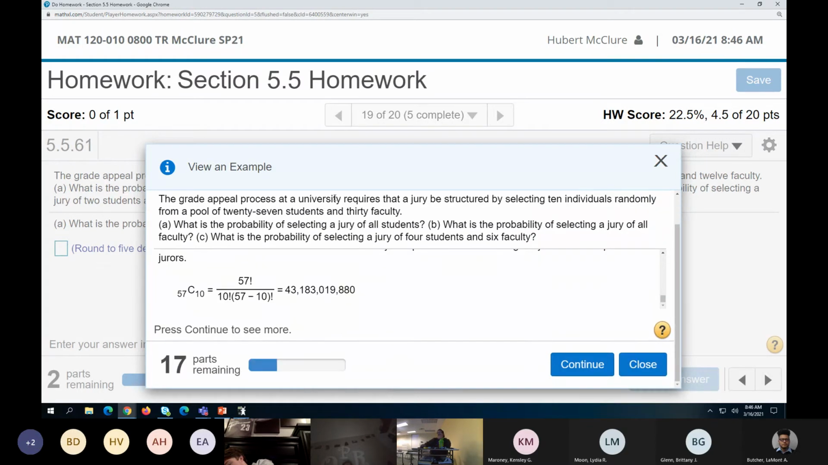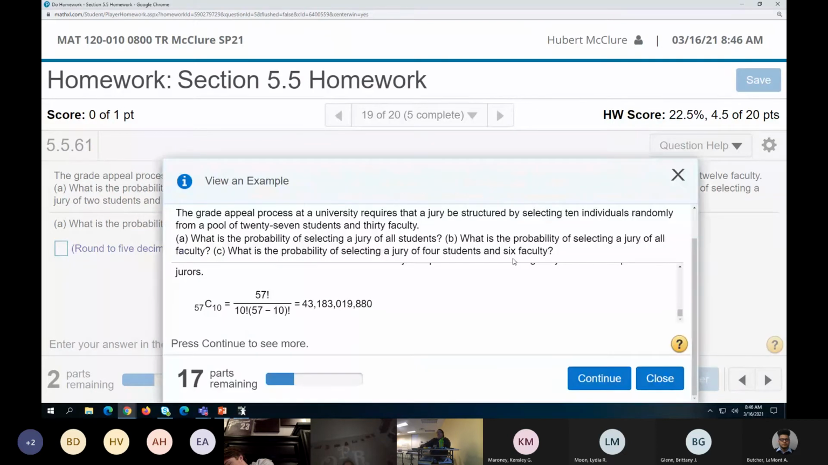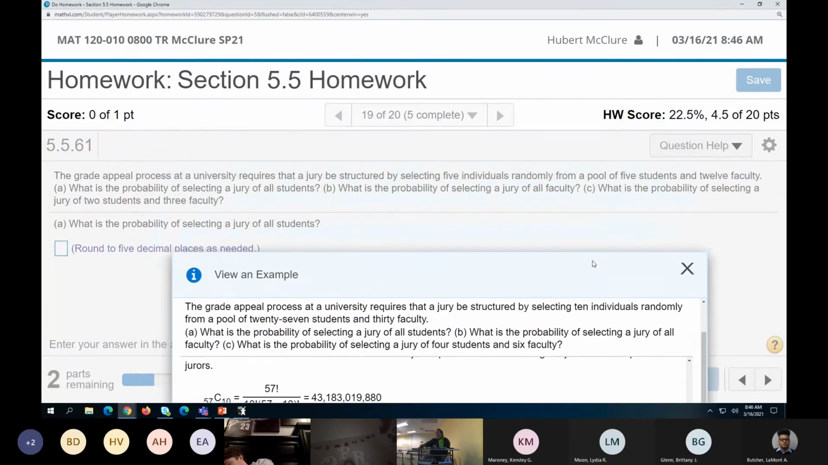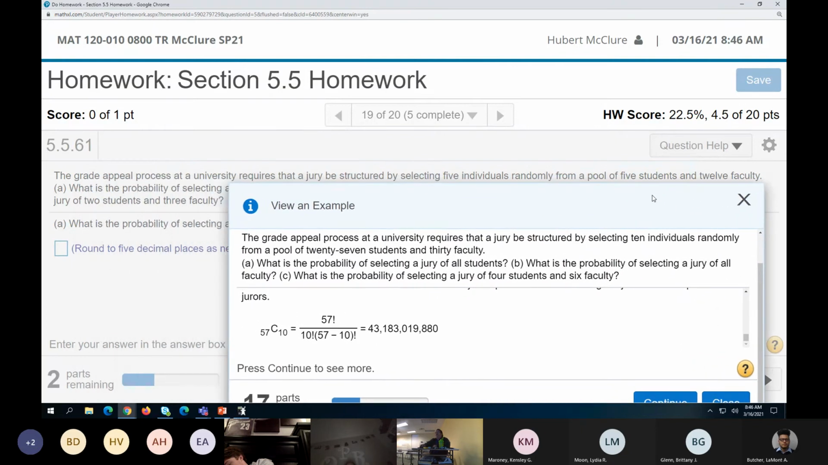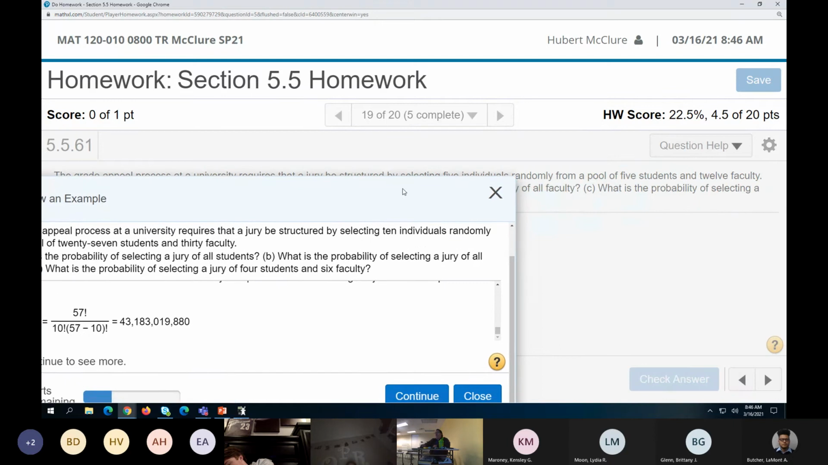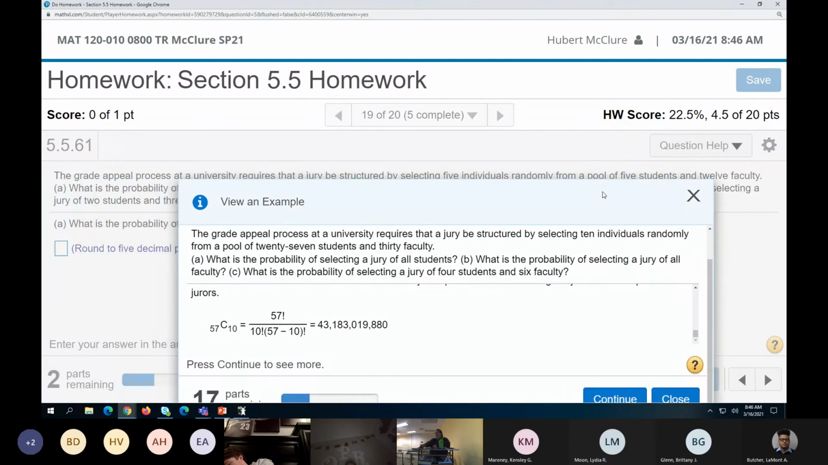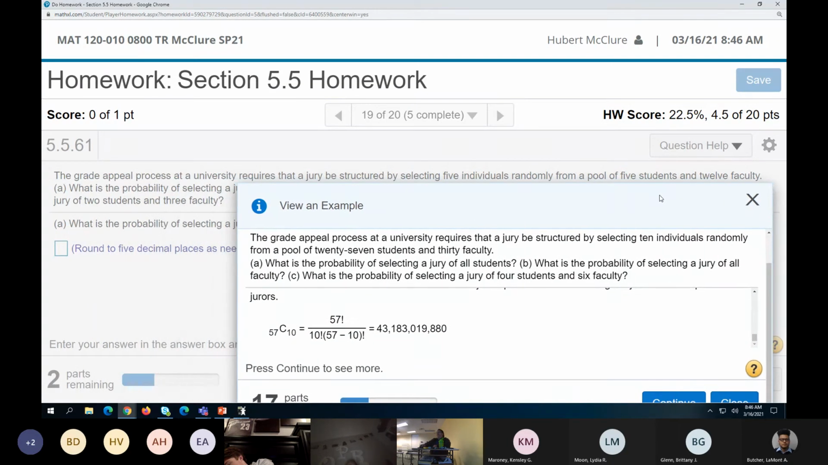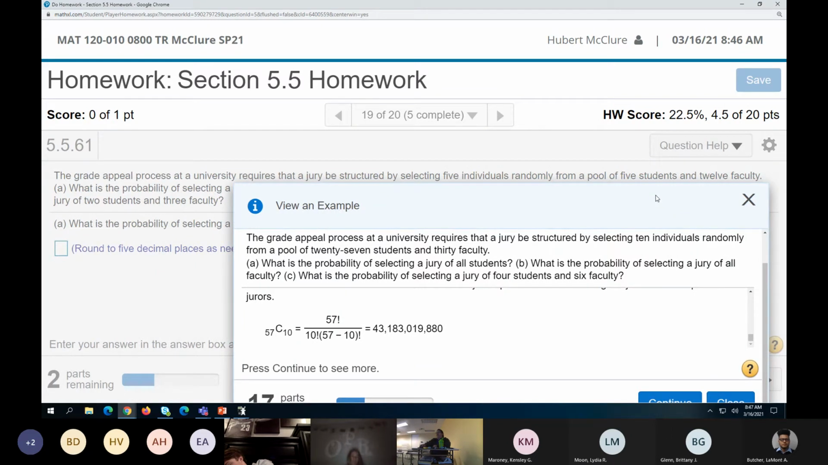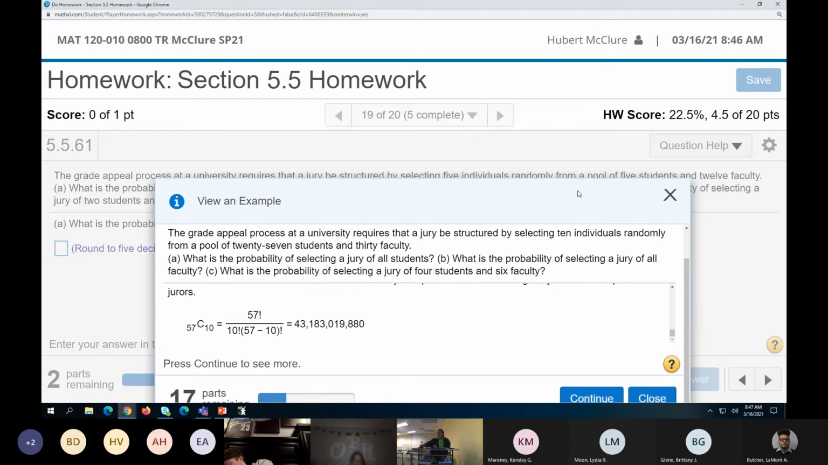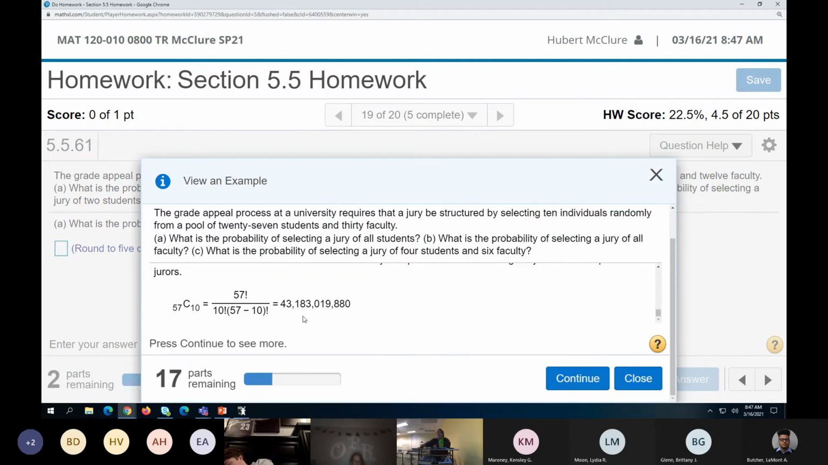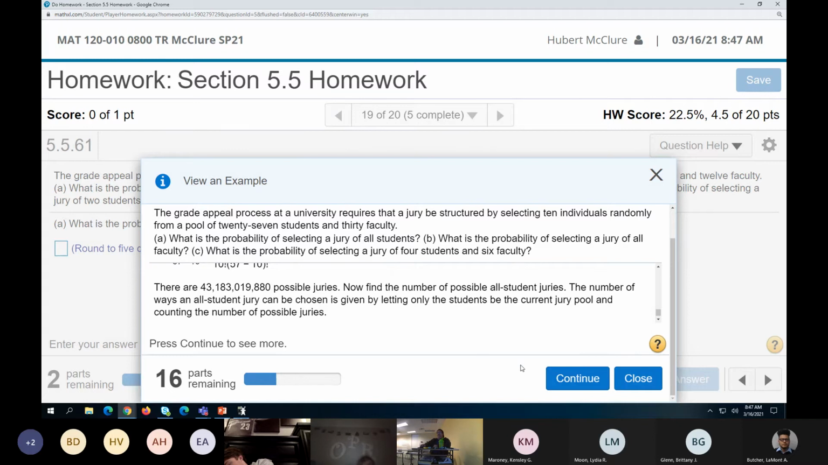So first you got to find your denominator. In this case, the denominator is going to be what? Well, let's see. The grade appeals process be structured by 5 individuals randomly. So 5 is the R from a pool of 5 students. What's 5 plus 12? So 17 combination what? 5. Write that down. That's your denominator. That's your first thing to do. Find the denominator. And then you're going to have to do each one. Okay?